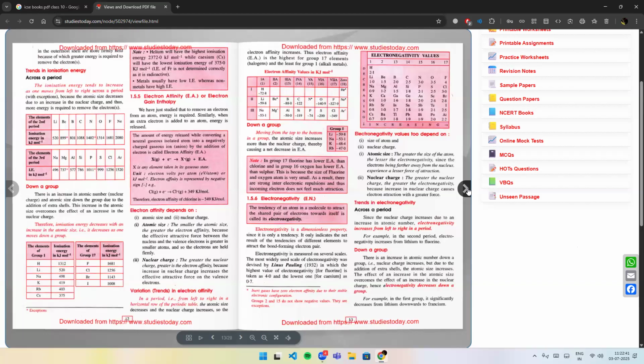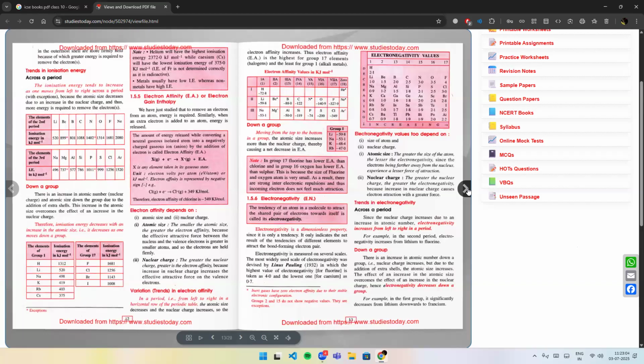Thus, electron affinity is the highest for group 17 elements and the least for group 1. Down a group. Moving from the top to the bottom in a group, the atomic size increases more than the nuclear charge, thereby causing a net decrease in electron affinity.